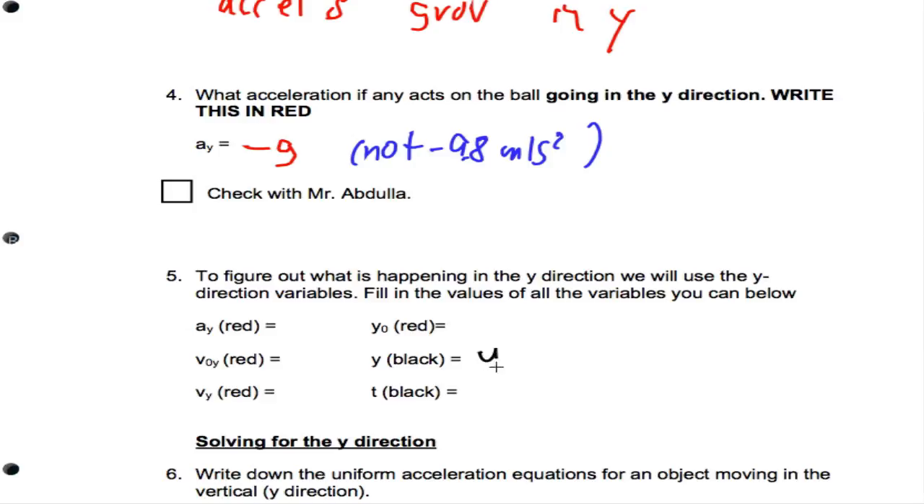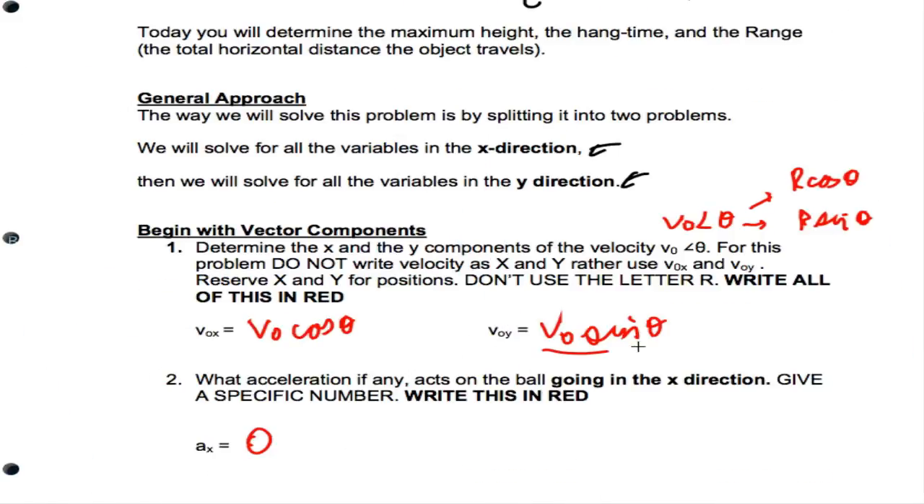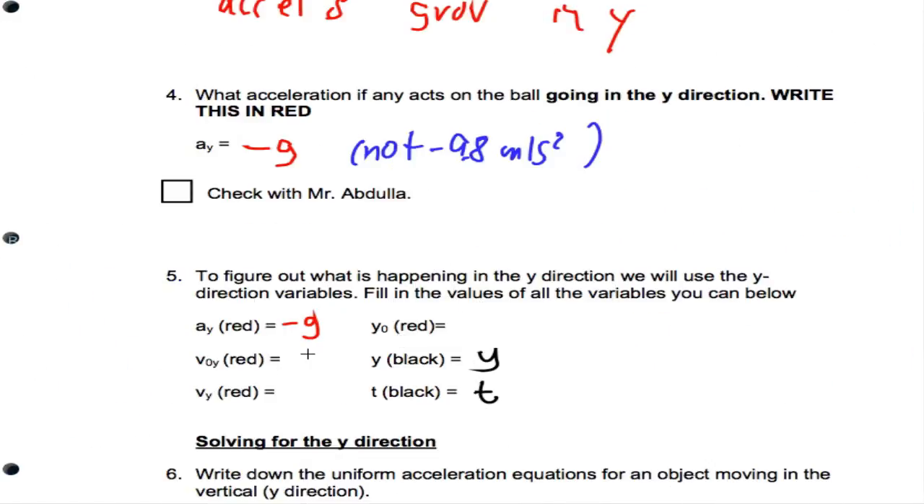So y, my height, is an unknown. T, my hang time, is an unknown. What are all the knowns? Well, let's see. The acceleration in the y direction, that's negative g. Now, recalling from the previous page, if you flip back, v naught y, that's this. I split that into components, so v naught sine theta.